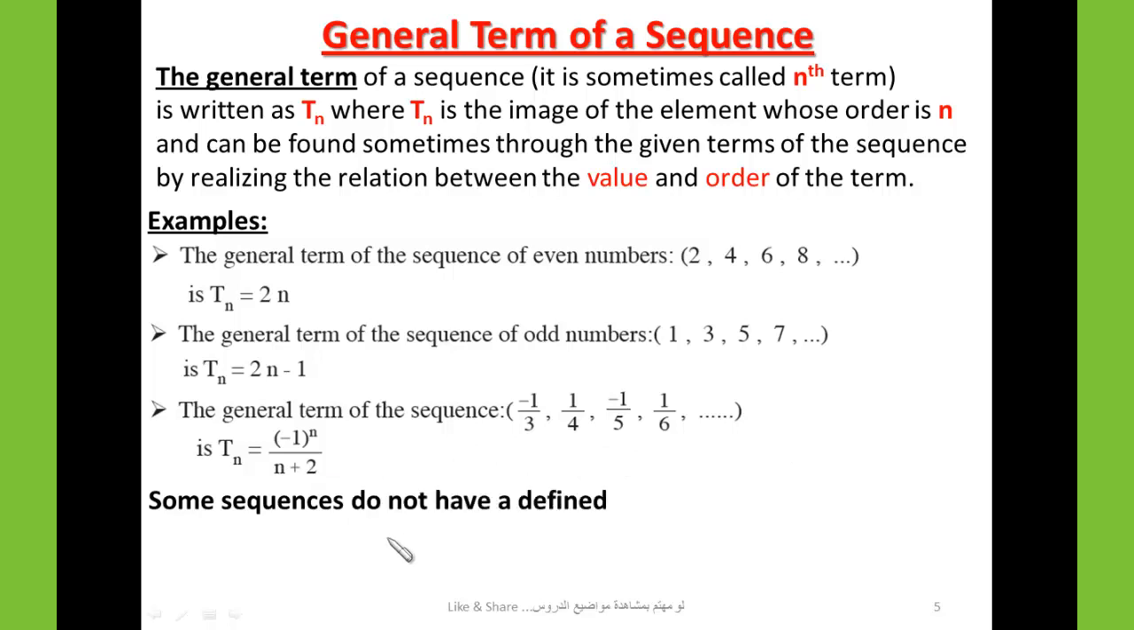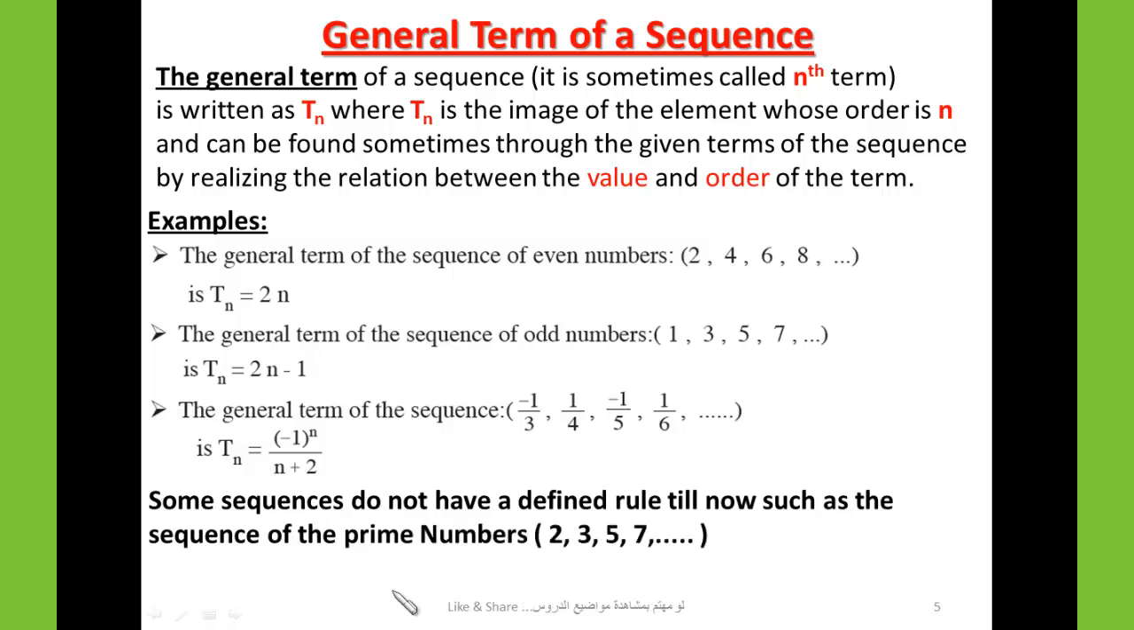Some sequences do not have a defined rule till now, such as the sequence of the prime numbers 2, 3, 5, 7, and so on. There is no rule like this to determine any term of this sequence.